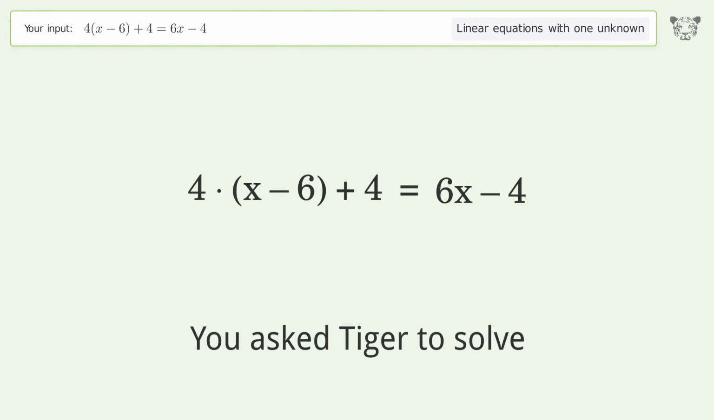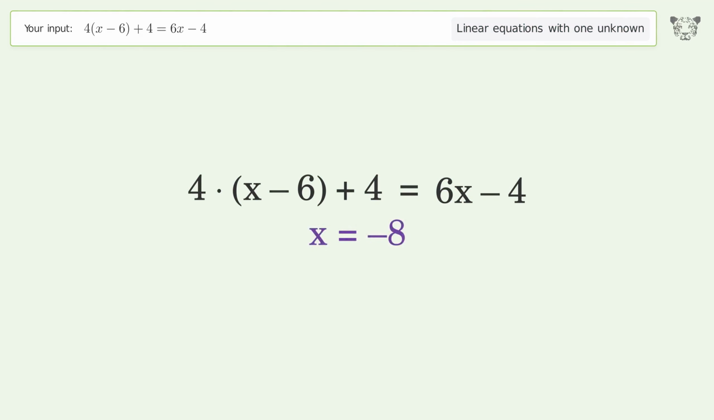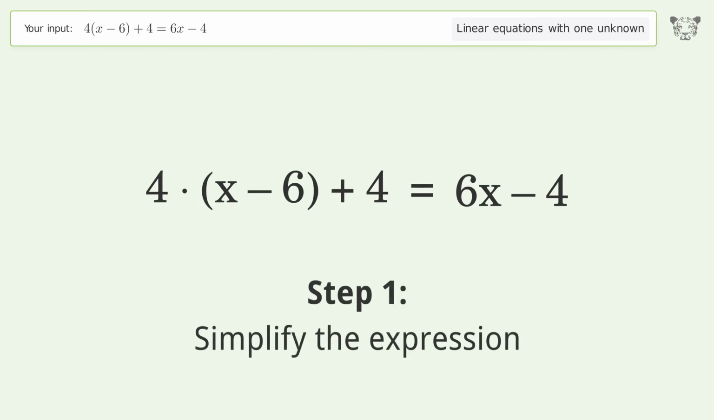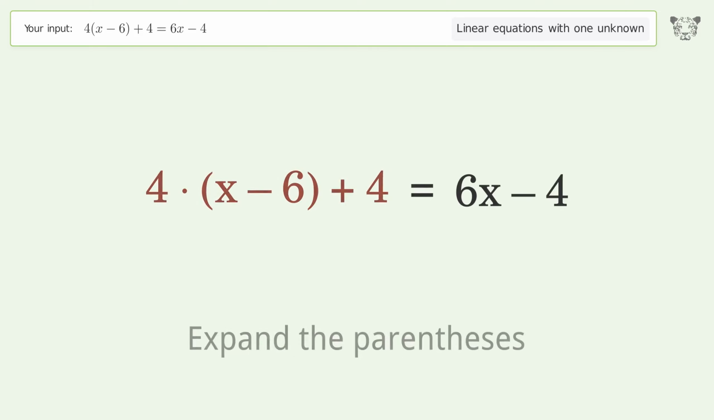You ask Tiger to solve this. This deals with linear equations with one unknown. The final result is x equals -8. Let's solve it step by step. Simplify the expression. Expand the parentheses.